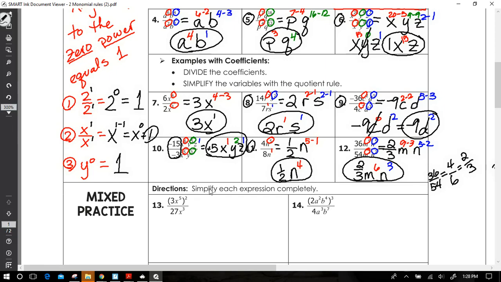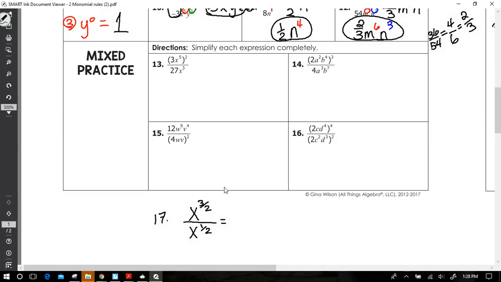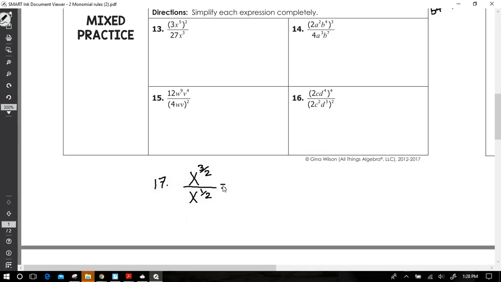Now we're ready to start with our mixed practice. Remember, the mixed practice includes all of the different rules that we have learned, and then they're all going to be put together. Okay? And actually, before we jump into the mixed practice, I added a number 17 example at the bottom. Our Math 1 requirements are completing the exponent rules using fractions as well as integers. Okay, so we do need to know how to do this. We have to deal with the fractions.